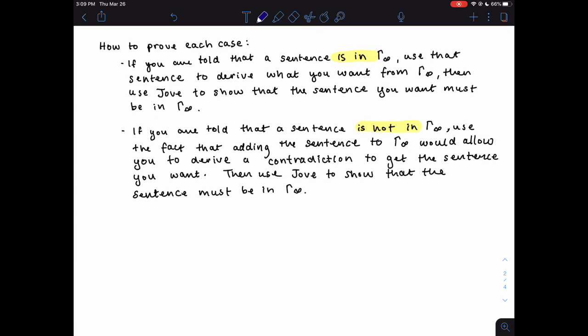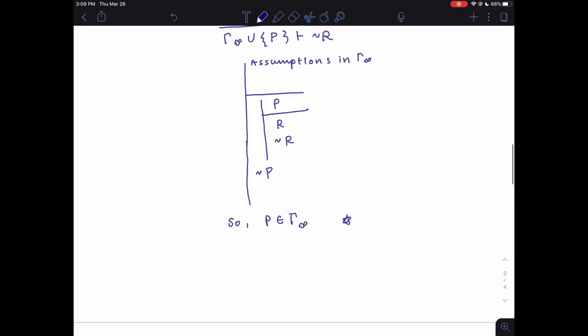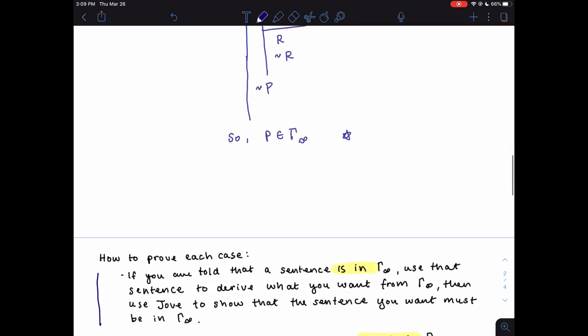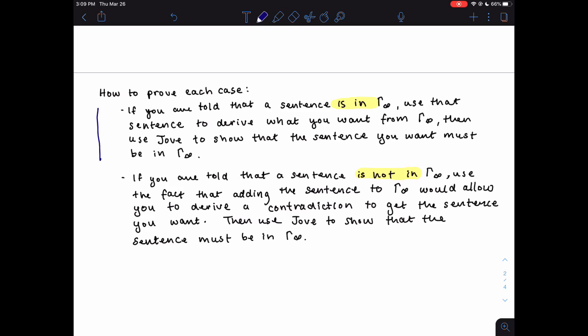Okay, so here's how you prove each case. If you are told that a sentence is in gamma infinity, then you use that sentence to derive what you want from gamma infinity, and then use JOVE to show that the sentence you want must be in gamma infinity. Remember that JOVE takes you from a claim about being derivable from gamma infinity to a claim about being a member of gamma infinity. That's why we use JOVE at the end, right?